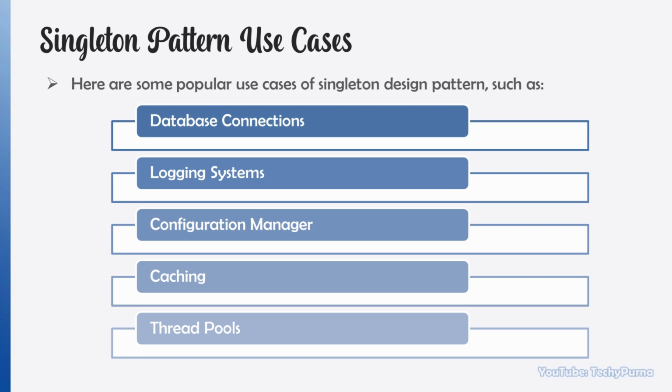Caching, implementing caching as a singleton to store frequently accessed data and reduce redundant computations or database queries. Thread pools, using a singleton to manage a pool of threads for concurrent processing, optimizing resource utilization.